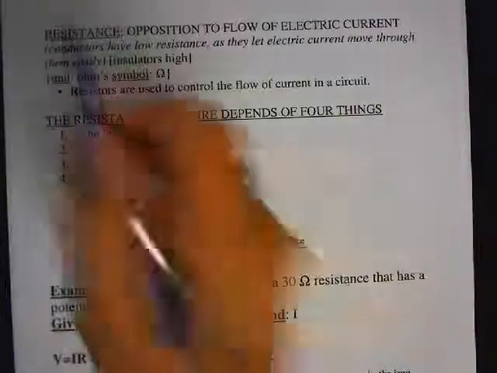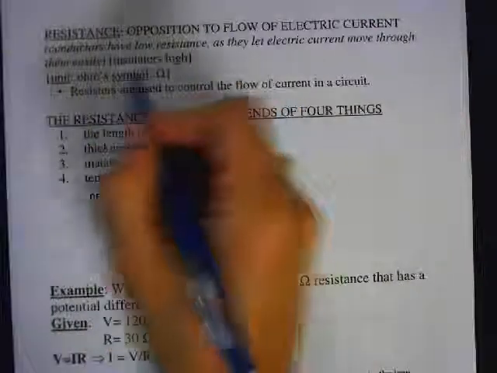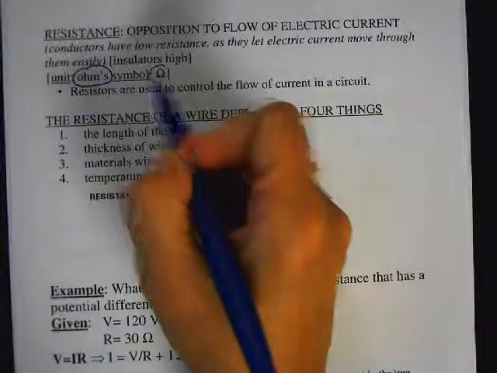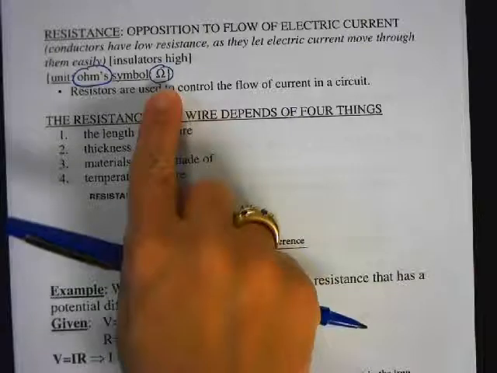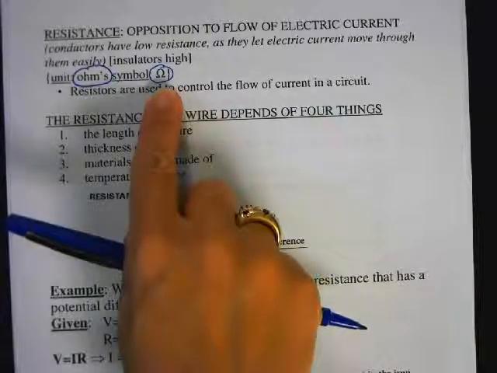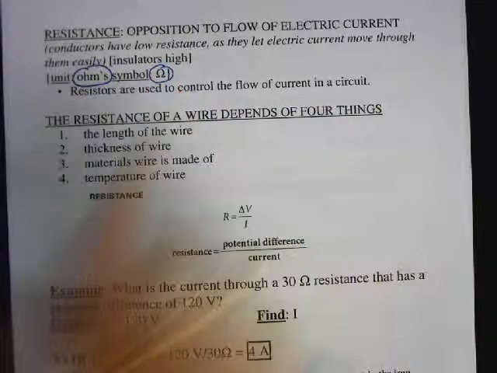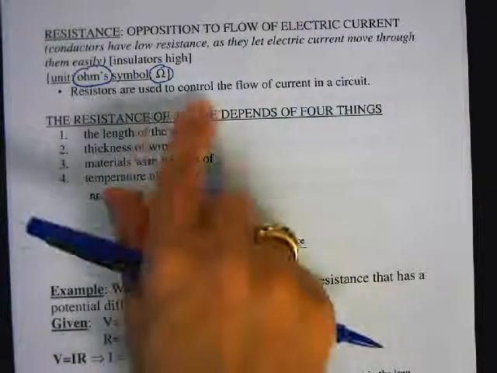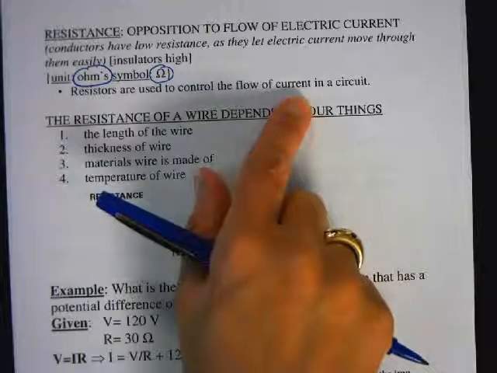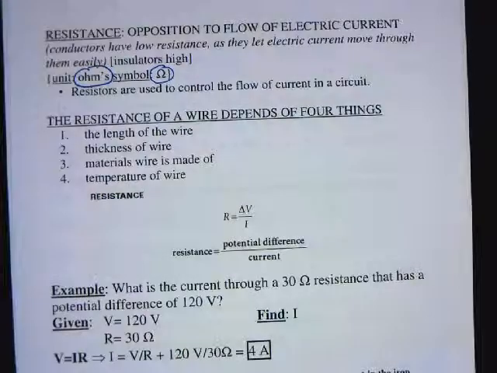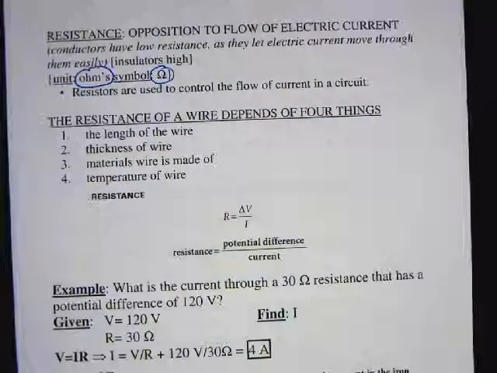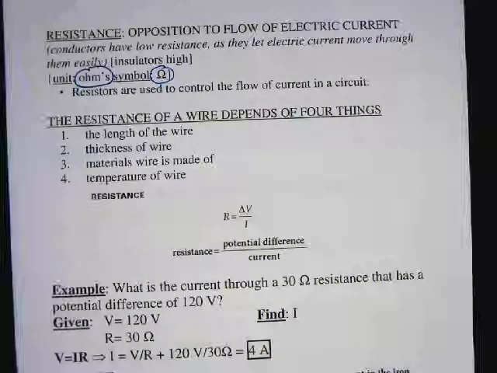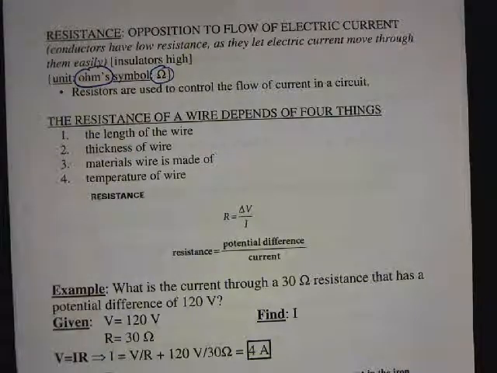Okay? Now the unit for resistance is called an ohm. This is named after George Ohm. And then this symbol here is omega. So that's the symbol for resistance. So resistors are used to control the flow of current in a circuit, and we're going to see these over and over again when we look at different electrical devices. We're going to be actually constructing circuits in the next chapter and using resistors.